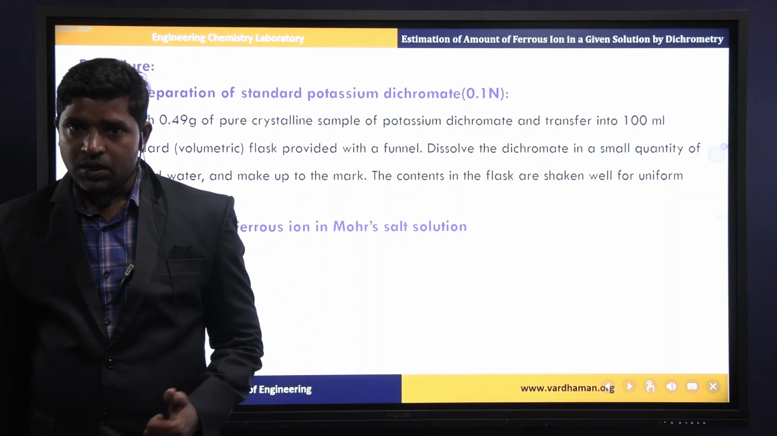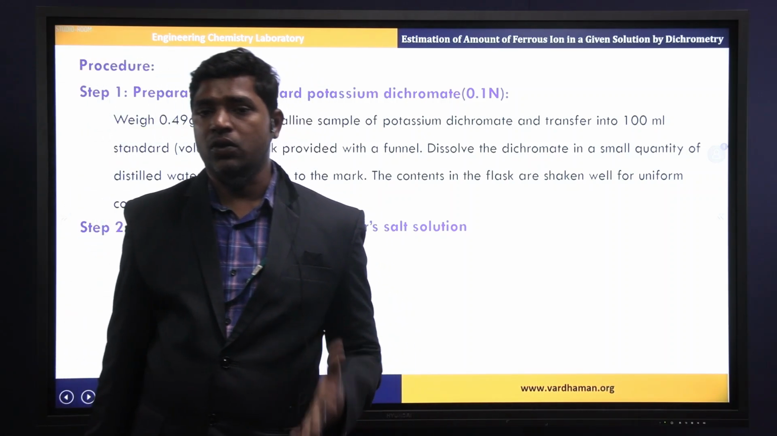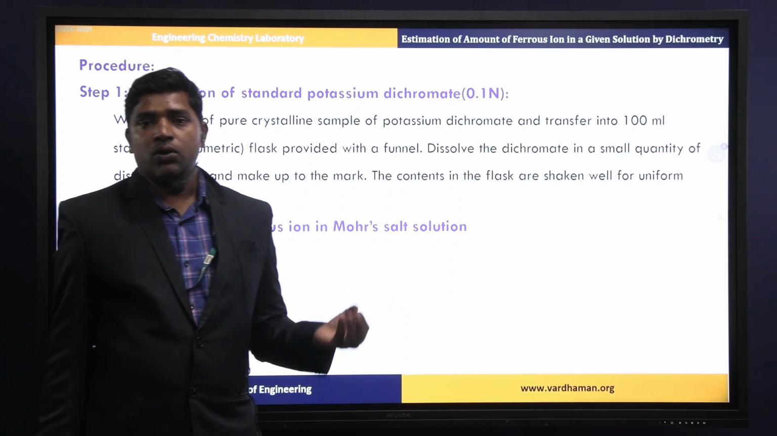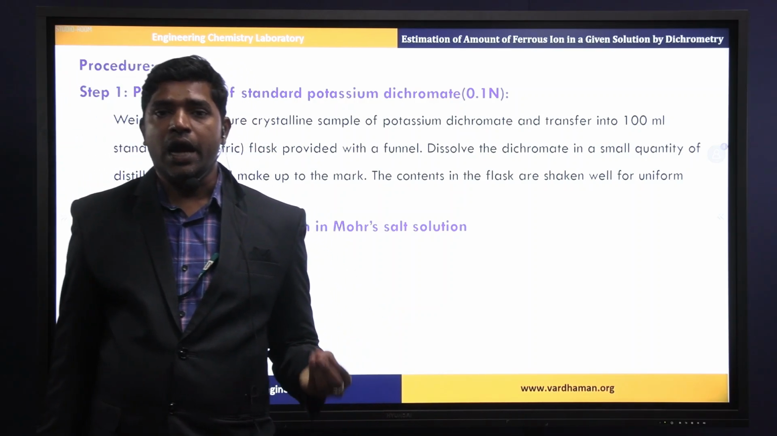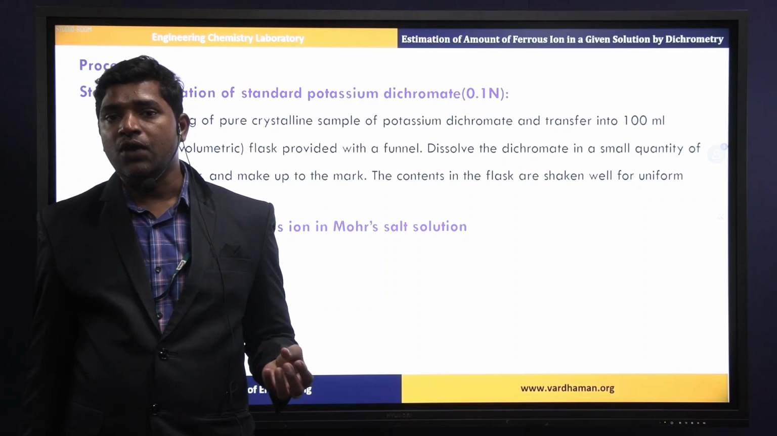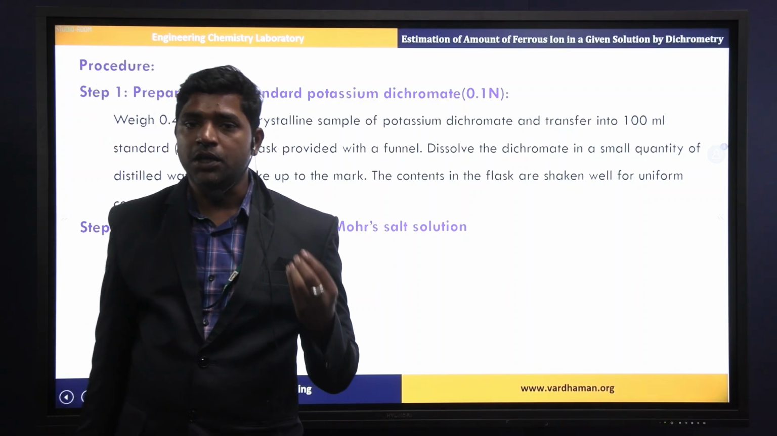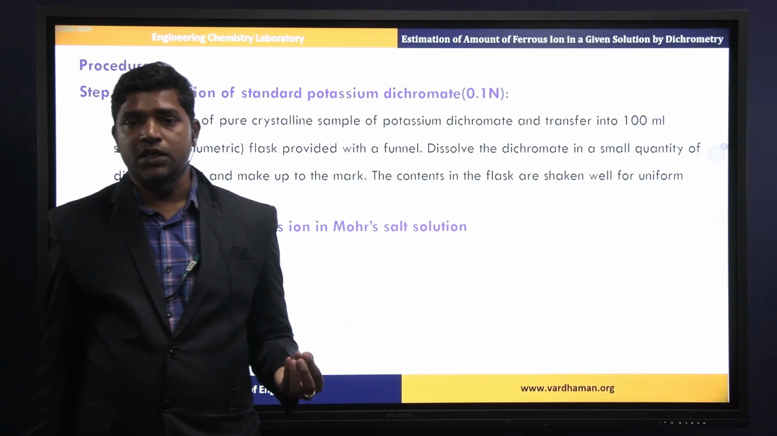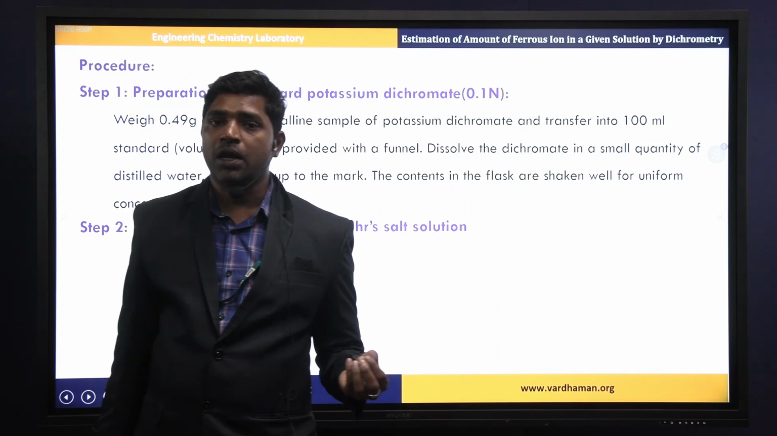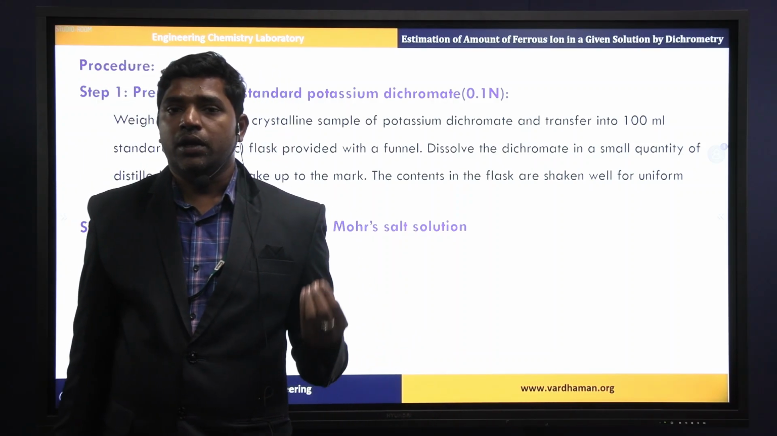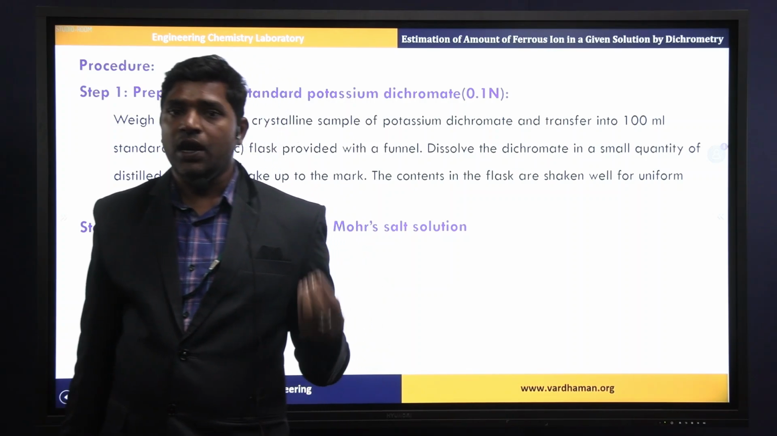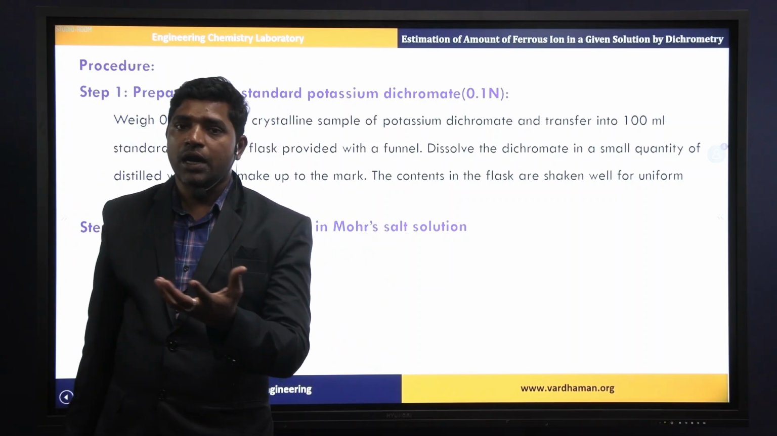So by using the standard solution of potassium dichromate. Okay, students. So we pipette out 10 ml of Mohr's salt solution into the conical flask, and we should add 2.5 ml of acid mixture, that is the phosphoric acid and sulfuric acid mixture. We should add 2 to 3 drops of the diphenylamine indicator.